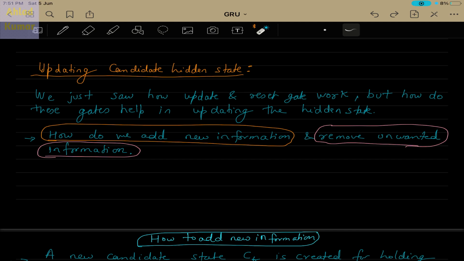As we just saw how the update and reset gates work, but how these gates help us in updating the hidden state is the point of discussion now. So we have two topics to be discussed here. The first topic is how do we add new information and how to remove the unwanted information. These are the two topics that we will discuss now in detail, that is adding and removing of the information.